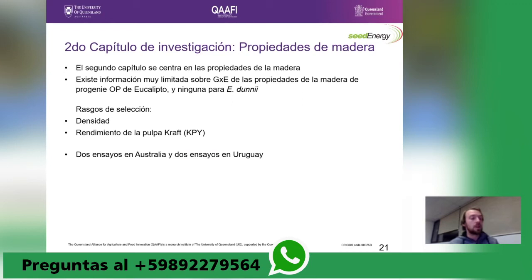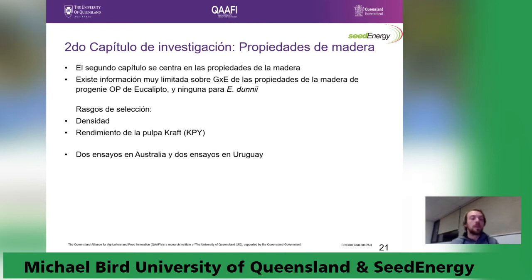So my second research chapter focuses on wood properties and their patterns of G by E. In the literature, there is little information for G by E of wood properties for OP progeny of eucalyptus species and none for Danii. So in this chapter, we focused on the pulpwood traits, density and kraft pulpwood across 2 trials in Australia and 2 trials in Uruguay.